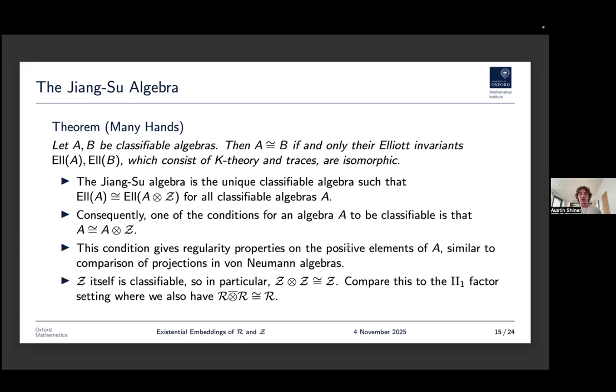One last comparison I want to make between Z and the hyperfinite II_1 factor is that Z itself is isomorphic to Z tensor Z. And if you look on the von Neumann algebra side, R is indeed isomorphic to R tensor R as well.